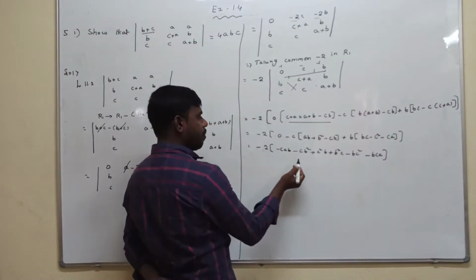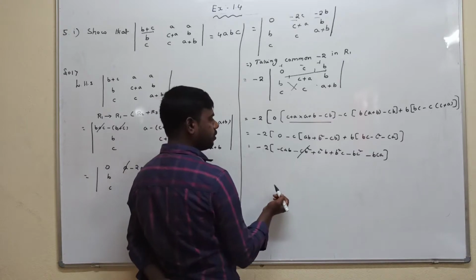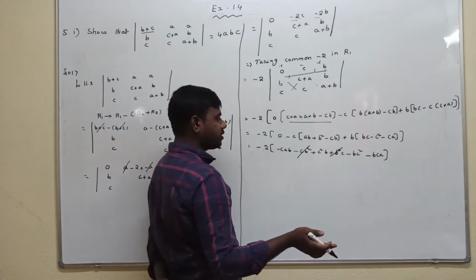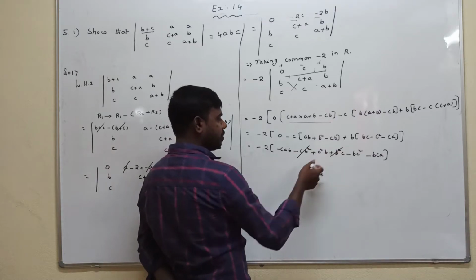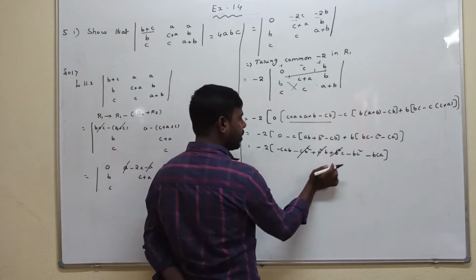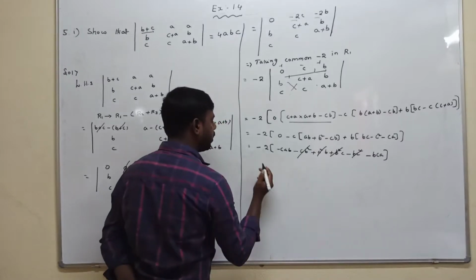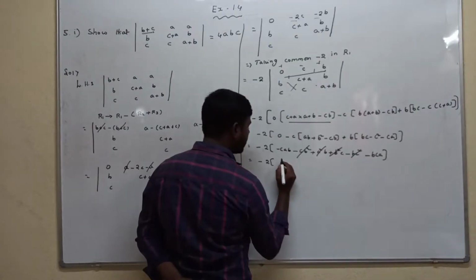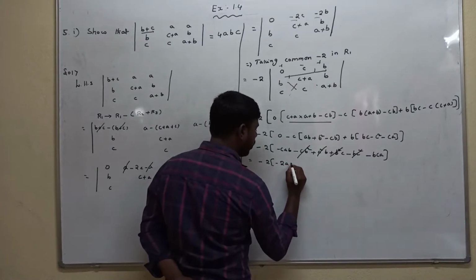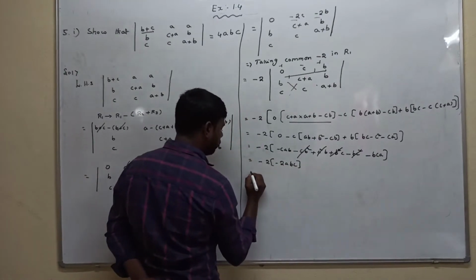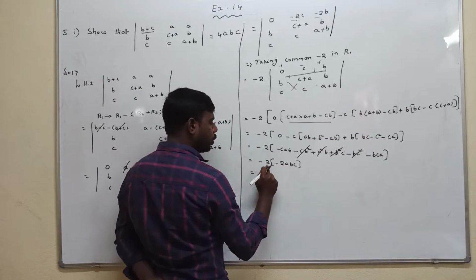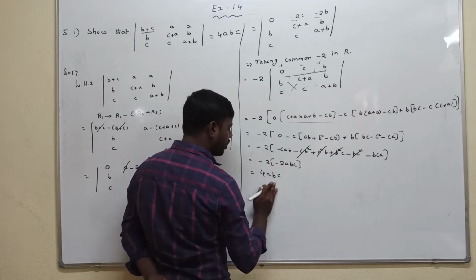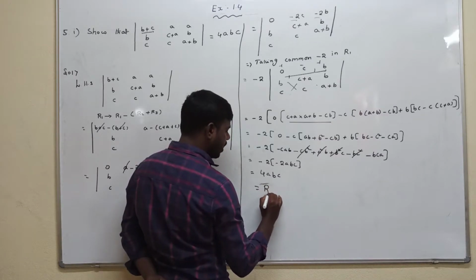Now minus CB square plus B square is CB square, both the values are the same. Minus CB square plus CB square get cancelled, plus C square B minus C square B get cancelled. Now write the left-over elements: minus ABC minus 2ABC. Now minus into minus plus, 2 into 2, 4ABC. Finally we got the RHS value.